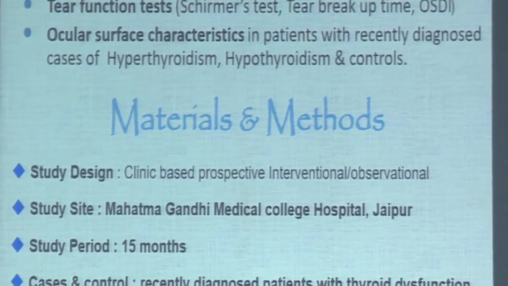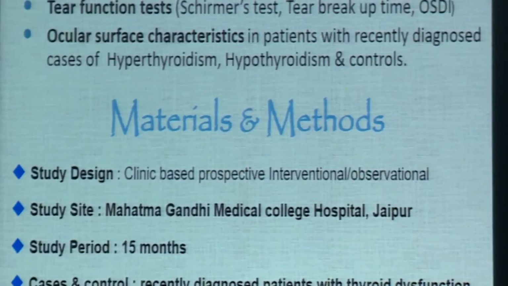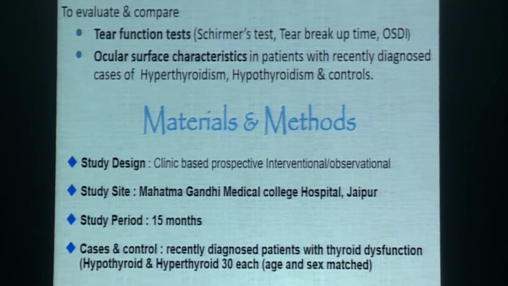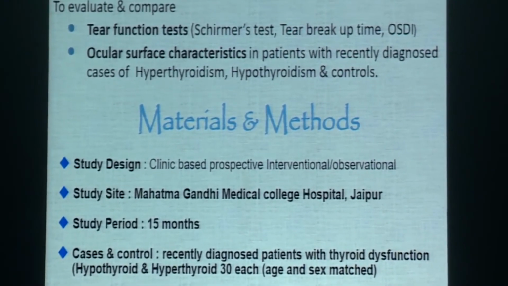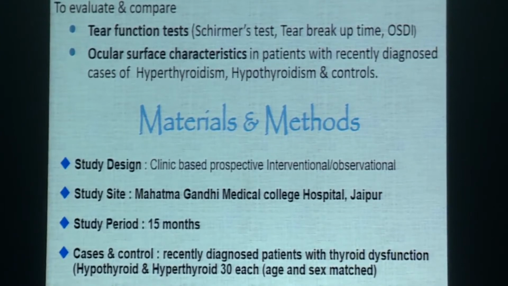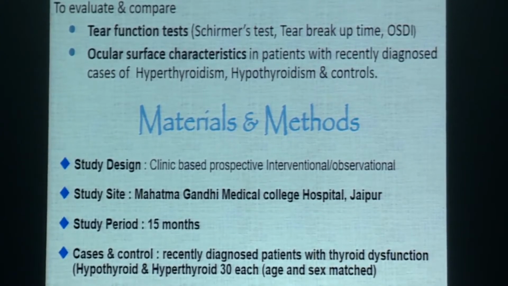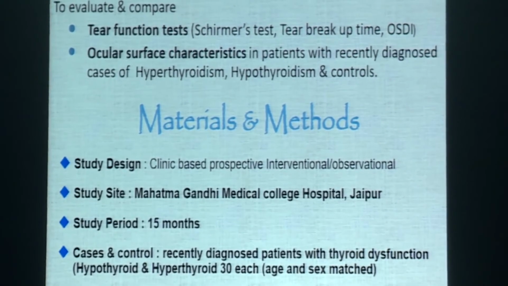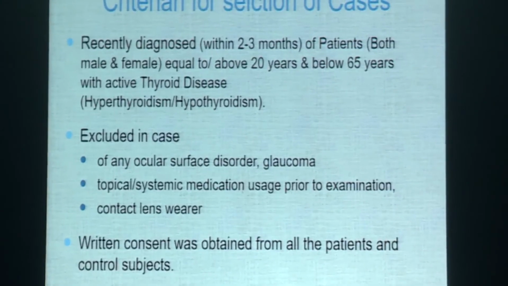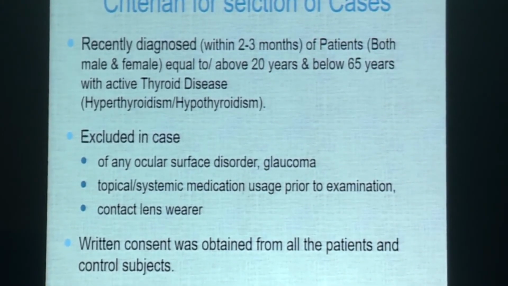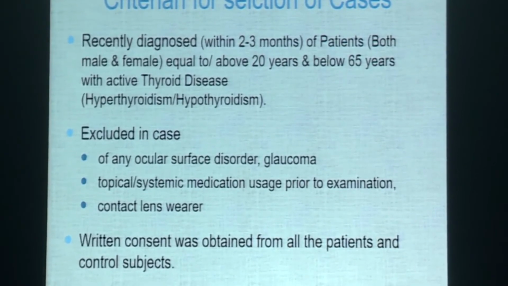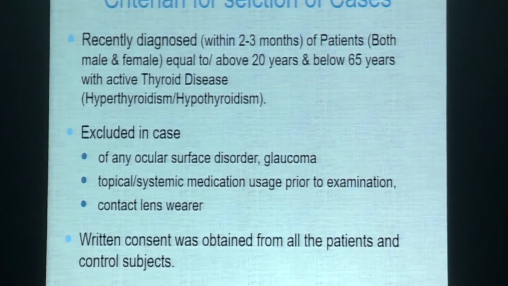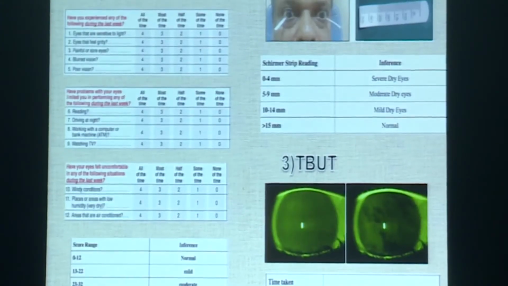The aims and objectives were to evaluate and compare tear function tests, that is Schirmer's test, tear breakup time, OSDI, and ocular surface characteristics in patients with recently diagnosed cases of hypothyroidism and control. It was a clinic-based prospective study conducted in Mahatma Gandhi Medical College Hospital, Jaipur, for a period of 15 months. All my patients were recently diagnosed within 2 to 3 months of the active diagnosis of thyroid. They were all aged between 20 and 65 years. They were excluded if they had any other ocular surface disorder, glaucoma, topical or systemic medication usage prior to examination, or contact lens use, and written consent was taken.